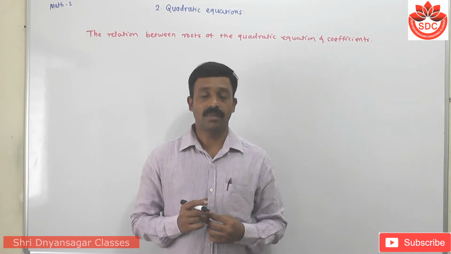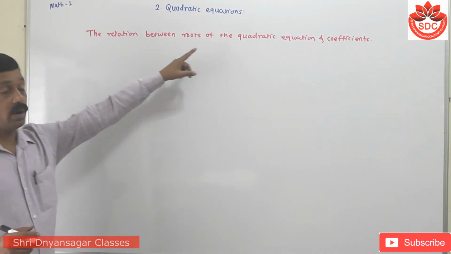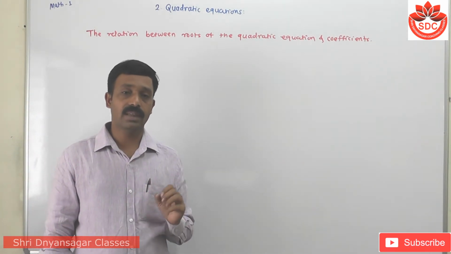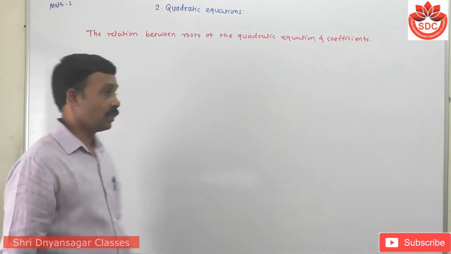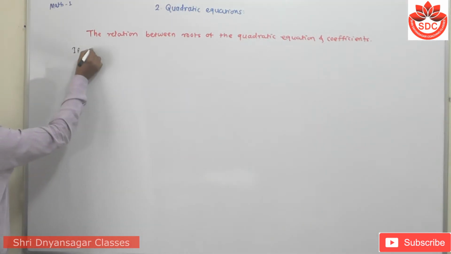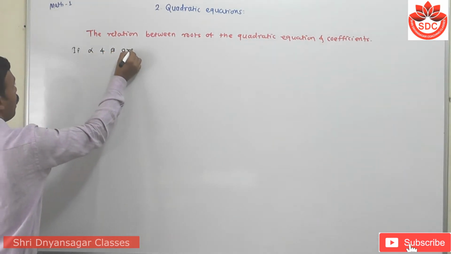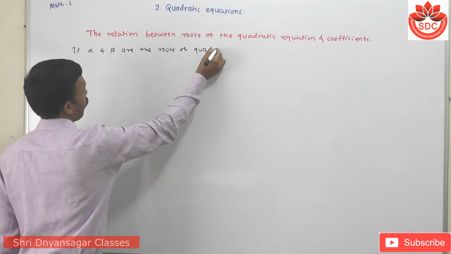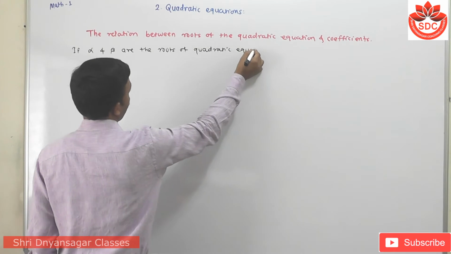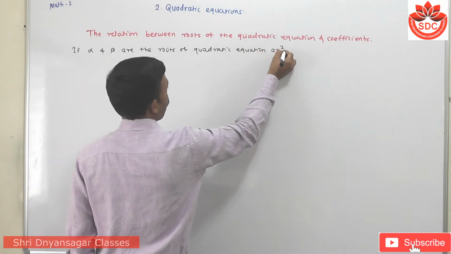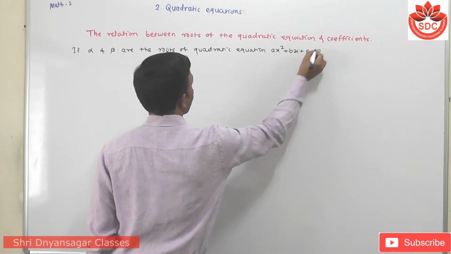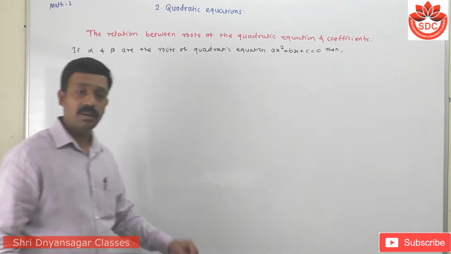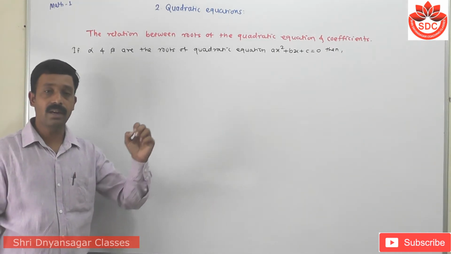Let's learn about the relation between the roots of a quadratic equation and its coefficients. Now we know that the general form of the quadratic equation is ax square plus bx plus c is equal to 0. Suppose alpha and beta are the roots of the quadratic equation ax square plus bx plus c is equal to 0, then student, first we have to find out the sum of the roots and the product of the roots.